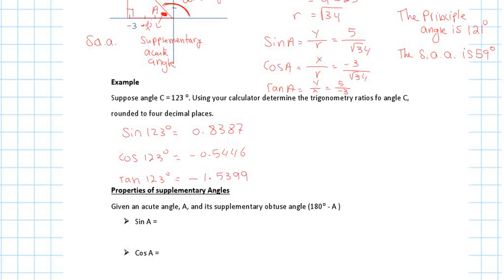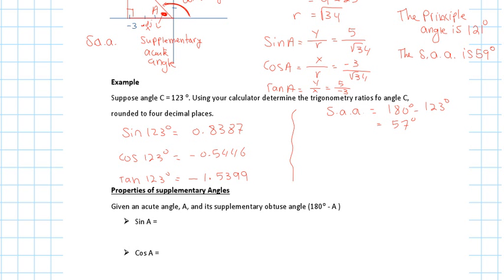Supplementary acute angle for 123. What's the supplementary acute angle for 123? 57. Okay, so you do 180 minus 123. Okay.